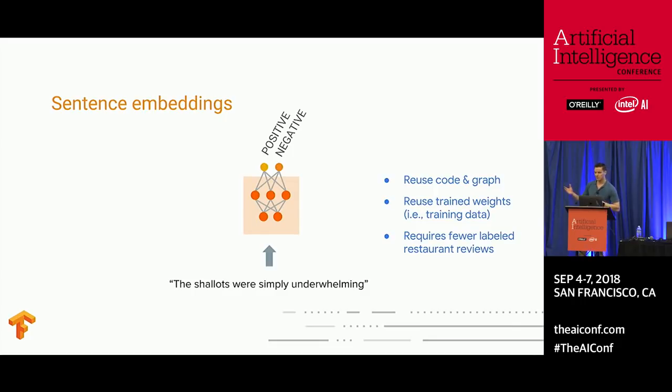So in this case, we just want to put in a sentence, and we want to see if it's positive or negative. And we want to reuse the code and the graph. We want to reuse the trained weights from someone else who's done the work before us. And we also don't want to do this with fewer data than is usually needed, right?